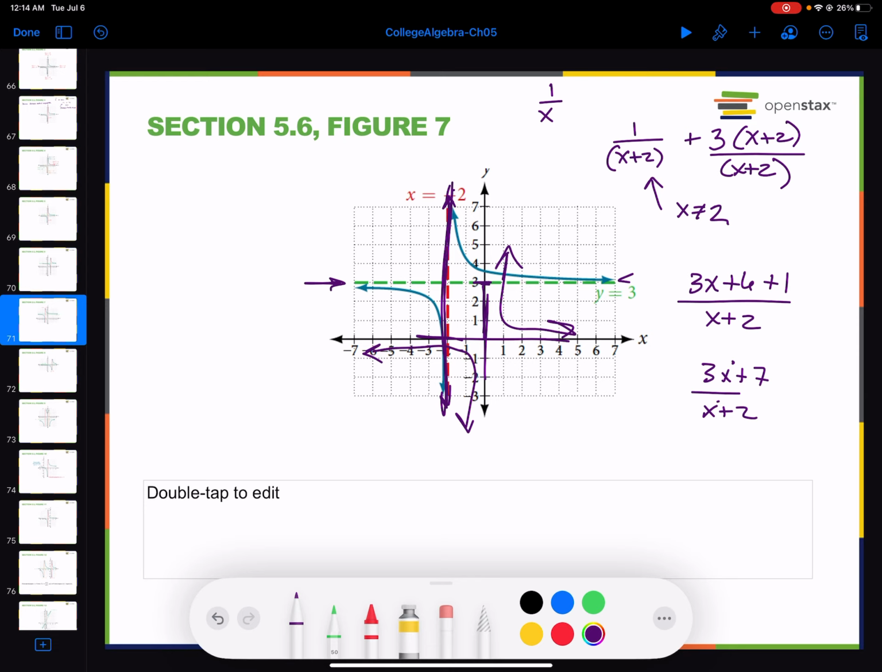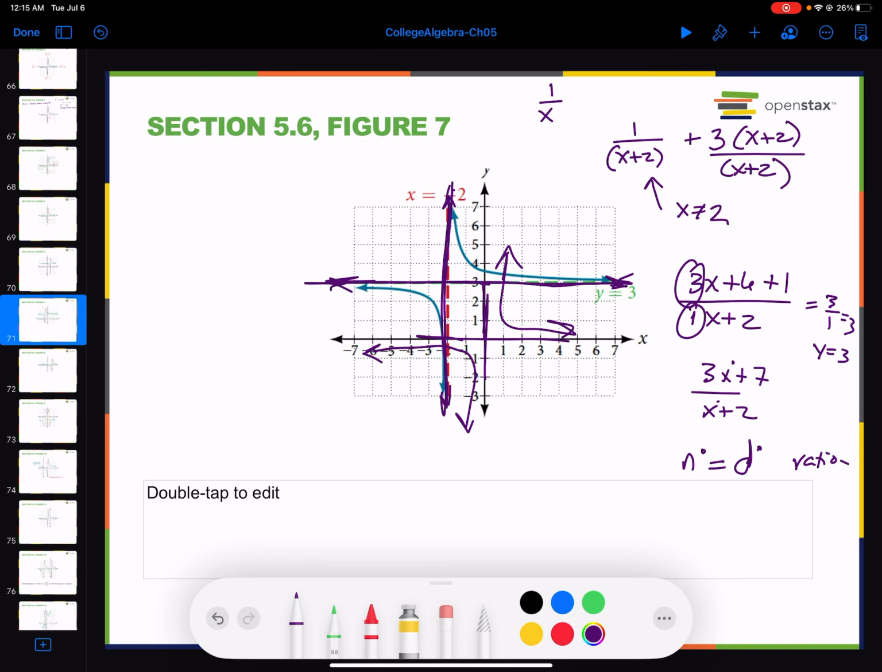So if you remember, when the degree of the numerator equals the degree of the denominator, we're going to have the ratio. So in this case, we have a 3 and a 1. And that's going to give us 3. So this will be our horizontal asymptote at y equals 3. So that's where that line is coming from.